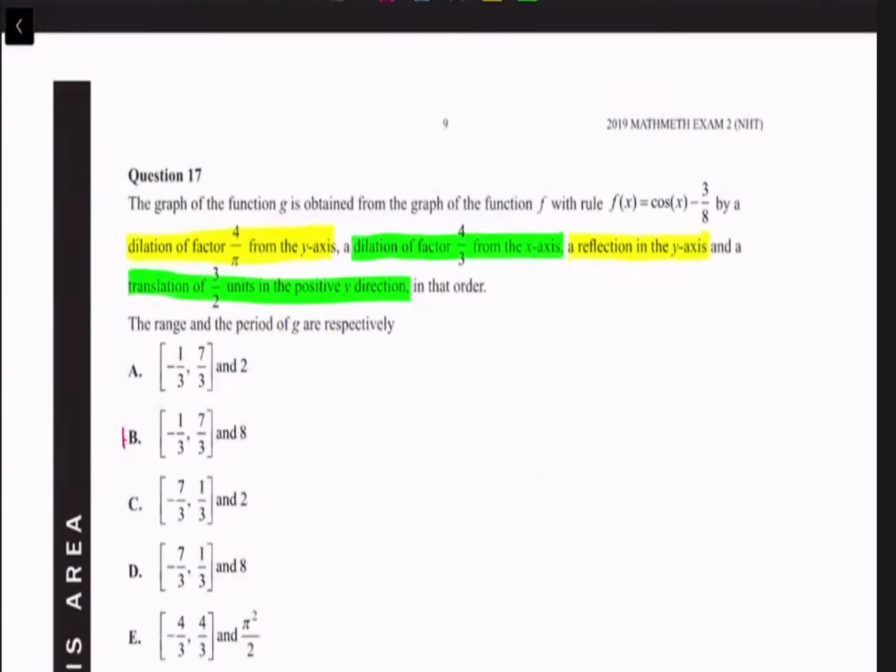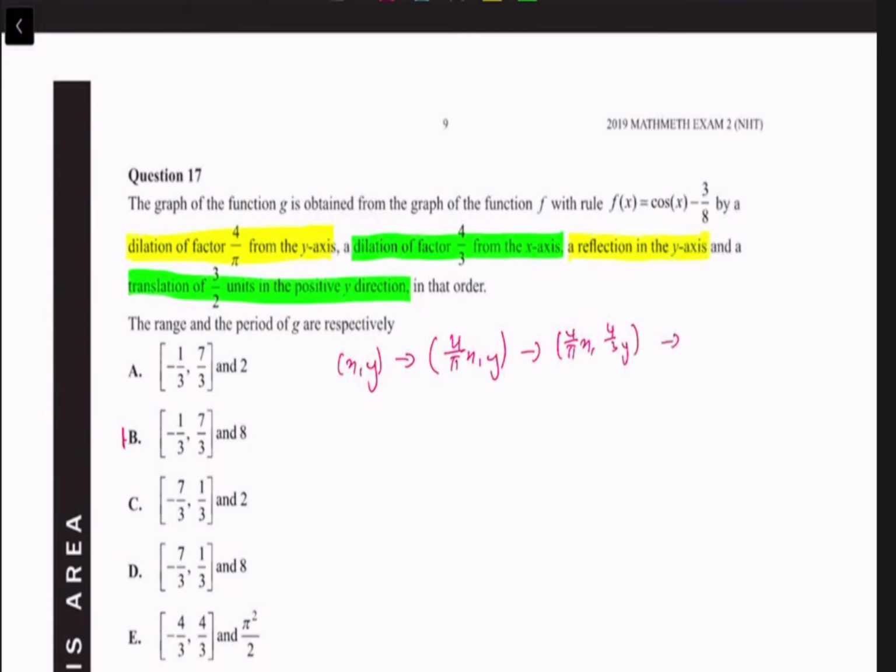So now we have a bit of transformations again. To do this, you just need to work slowly to figure out what all the transformations are. So dilation by factor from 4 on pi from the y-axis, so that's going to affect the x-axis. And then if it's 4 on 3 from the x-axis, then it's going to affect the y values.